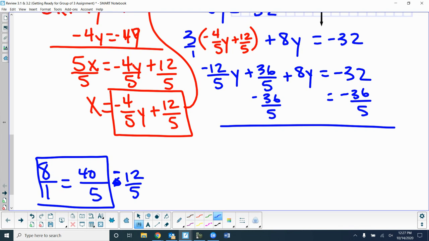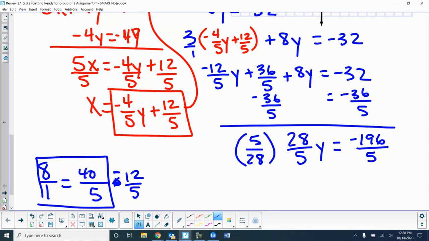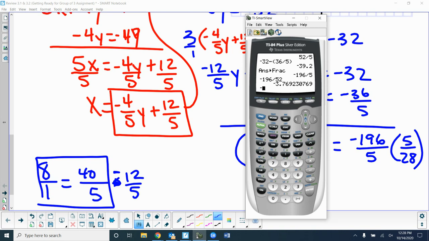All right. So we said it was 28 fifths, instead of 52 fifths. Correct? 40 minus 12, 28. And what was this? Negative 196 over 5, times 5/28. So it's negative 196 divided by 28. There's our negative 7.